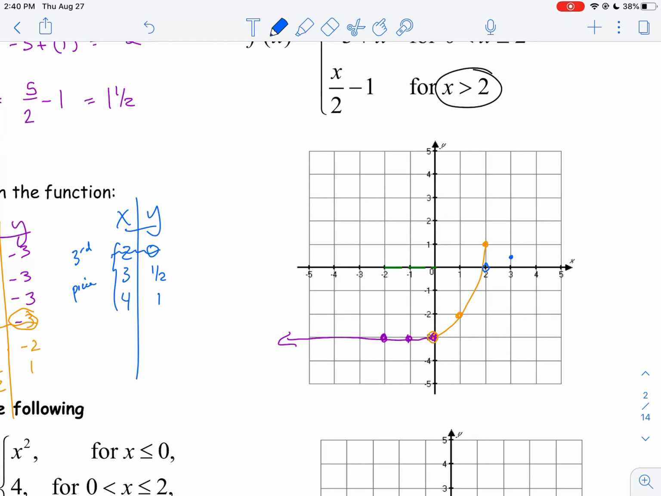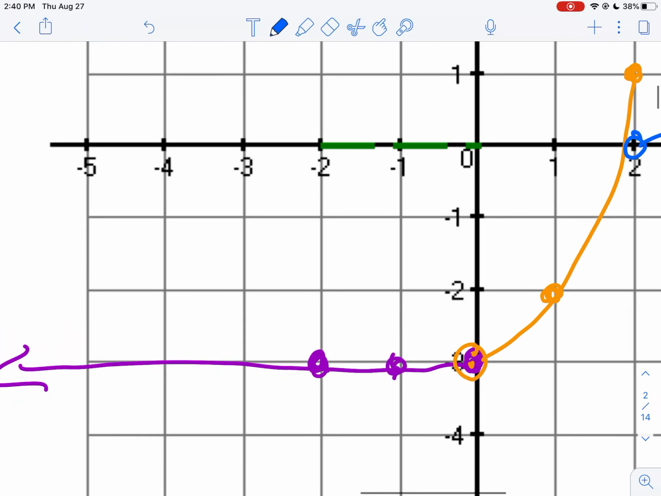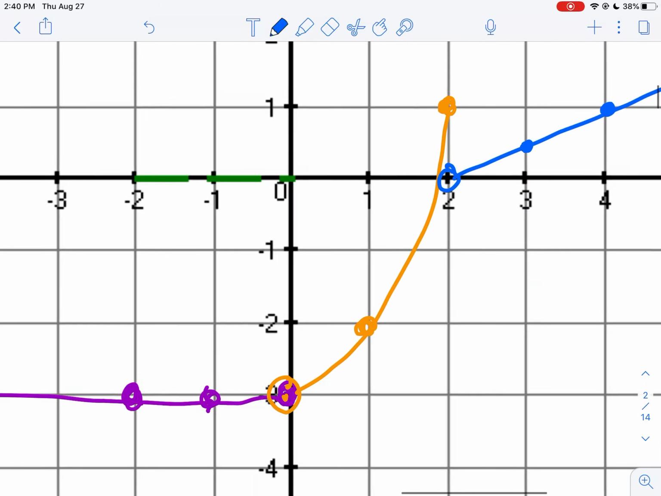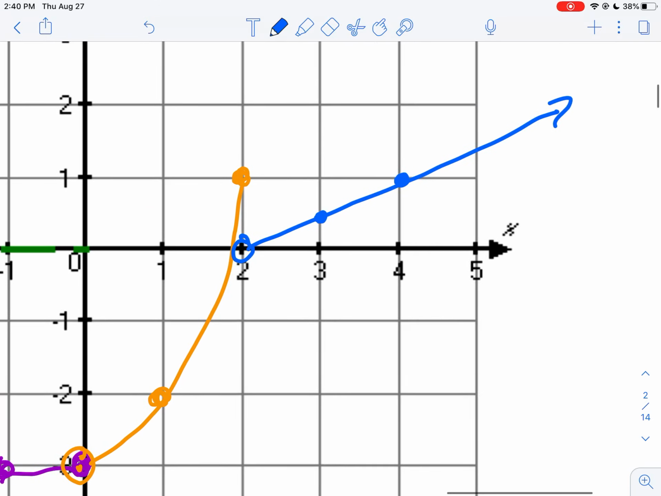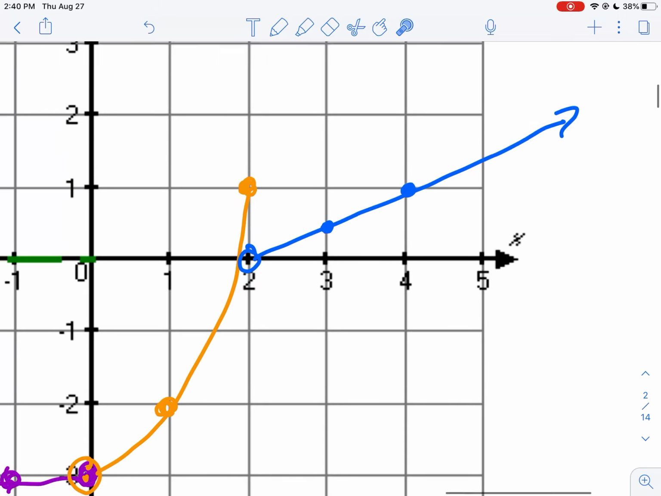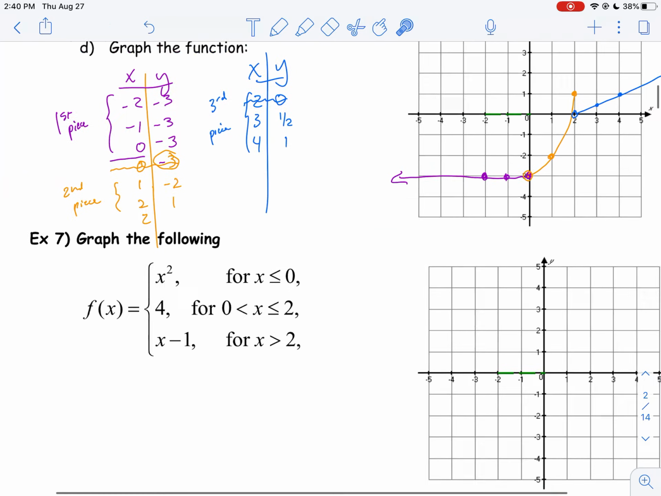3, 1/2, and 4, 1. And so we see this graph has a skip here, or a hole we would call it. So here it's all continuous. It connects up. The orange open circle and the purple closed circle match up. But then here, the orange closed circle is here, the open blue circle is here. So we do not always connect those dots. So that's how we graph piecewise functions.